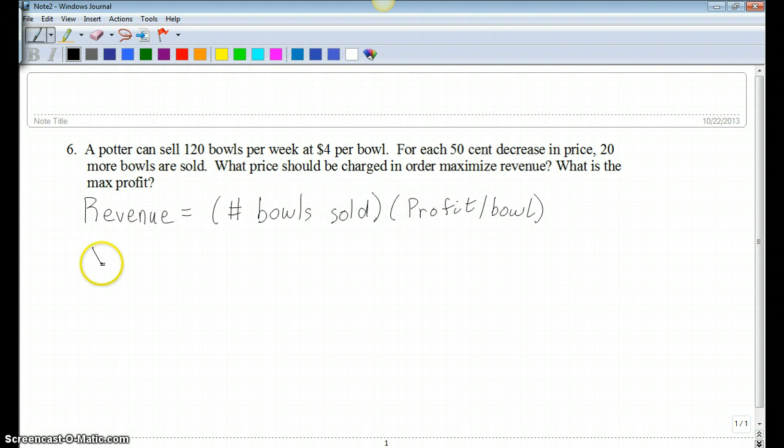If we let X equal the number of 50 cent decreases that we apply to our price, we can then determine an equation that says, well, for every X number of 50 cent decreases, we can find out how many bowls we're going to sell. So if we go back to the revenue equation, I'll write this one in red.